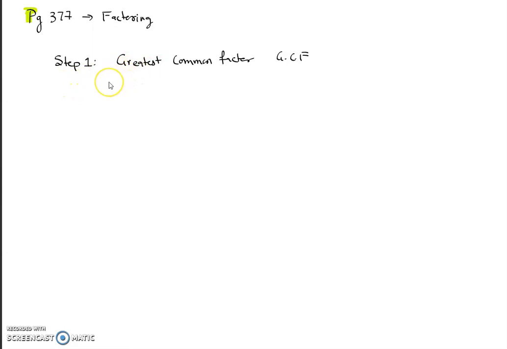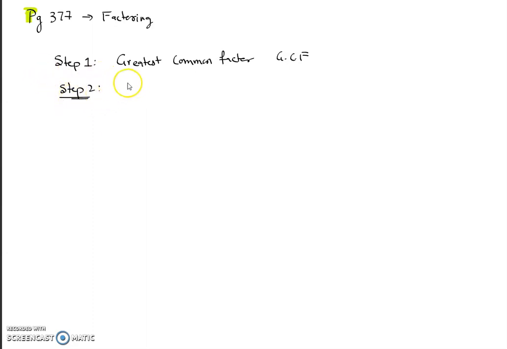Page 377, and we're looking at factoring. Before I start example number 1, let's just talk about how factoring works. Step 1 should always be to look for the greatest common factor, or GCF, between all your terms. If you don't do this step, sometimes you can't even do the next steps, and sometimes even though you can, it's more complicated and then you have to do the step afterwards anyways. So that should always be your first step.